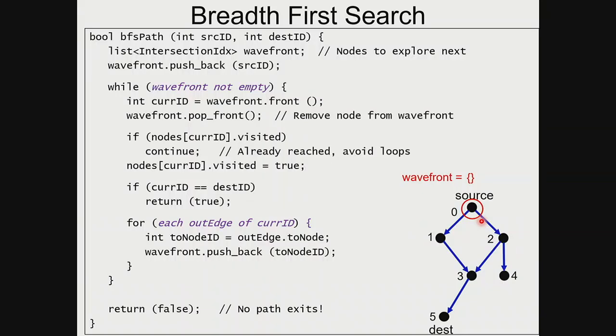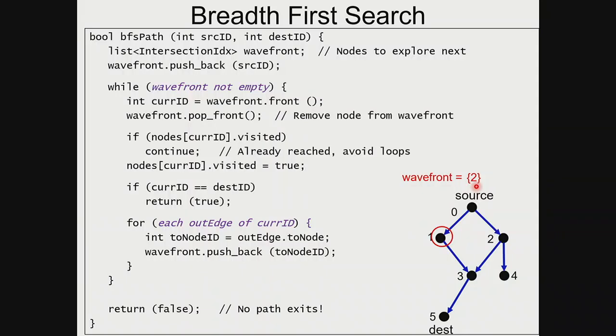So we are visiting the source. We depopulated the wavefront and removed the node 0, okay. And what we did is we pushed nodes 1 and 2. These are the ones that are reachable from current node 0, so we push them directly to the wavefront. Now, we didn't find the destination, so we'll go into another iteration of that loop.